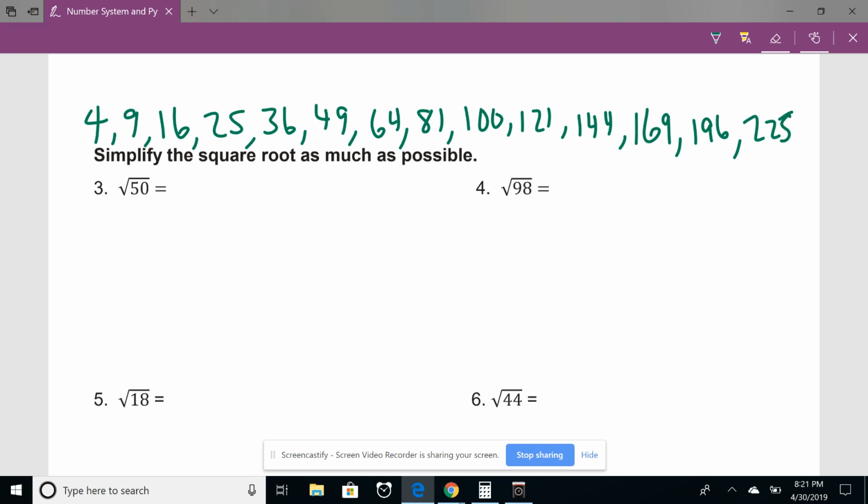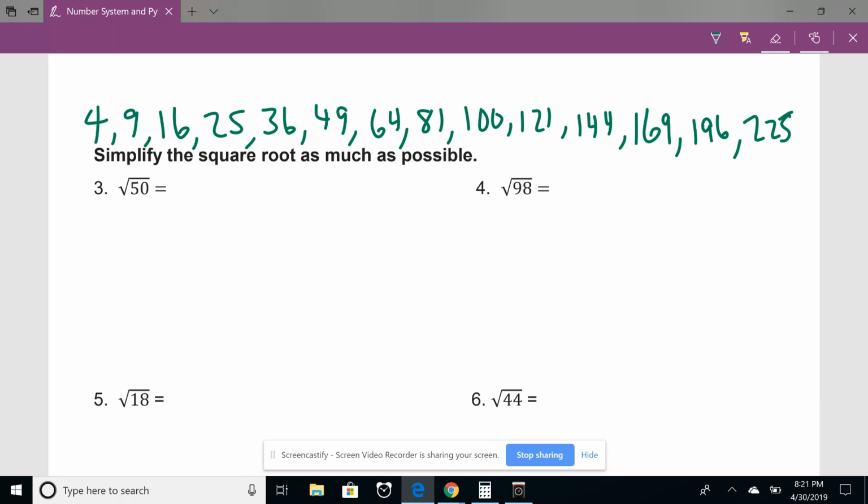In today's video, we're going to be talking about simplifying square roots. So before we even get into that process, we first need to know our list of perfect squares, because if we know that inside and out, that's going to help us simplify these square roots.